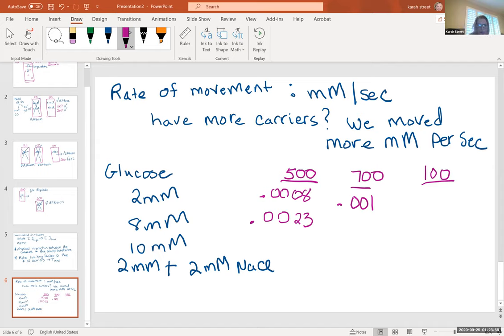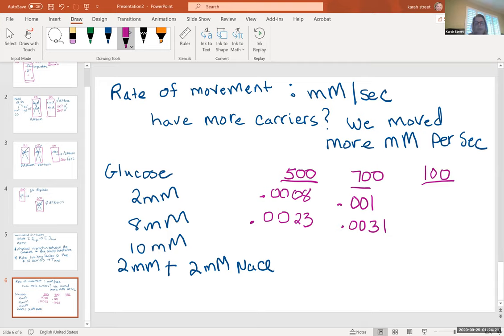With 700 carriers, we were able to move even more, 0.003 millimoles per second. So we had a higher workload, we had enough carriers to do that workload, and we were able to move a lot more per second.